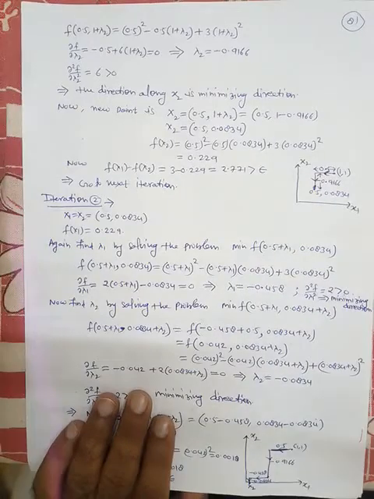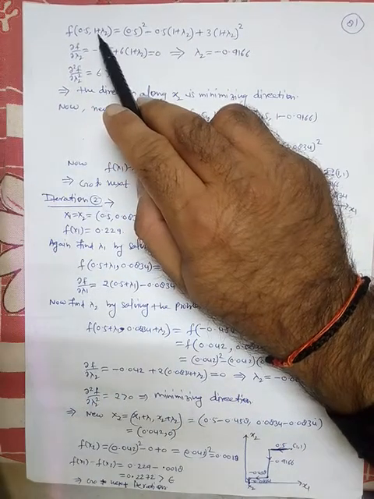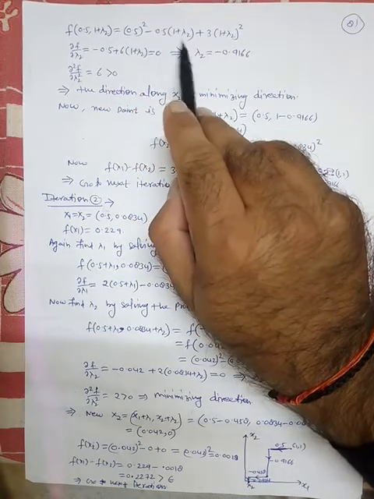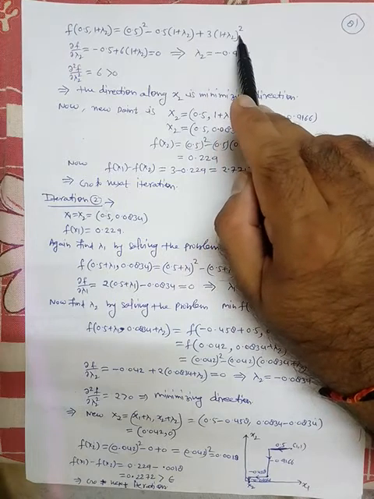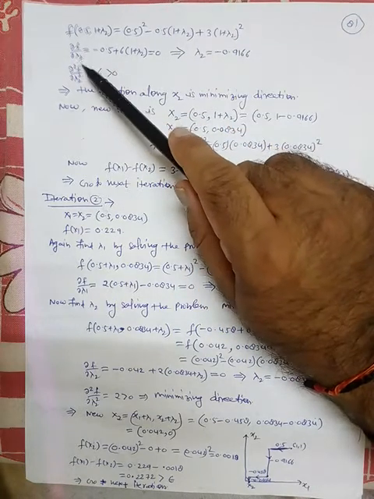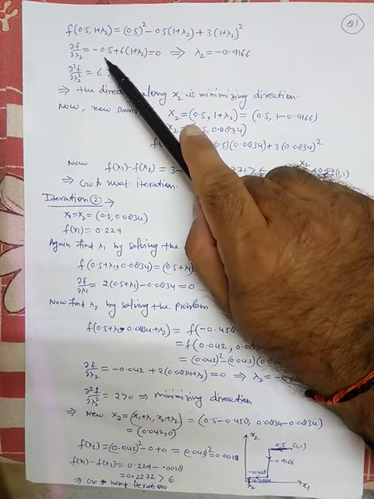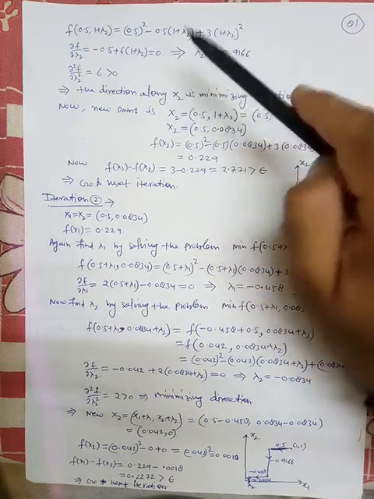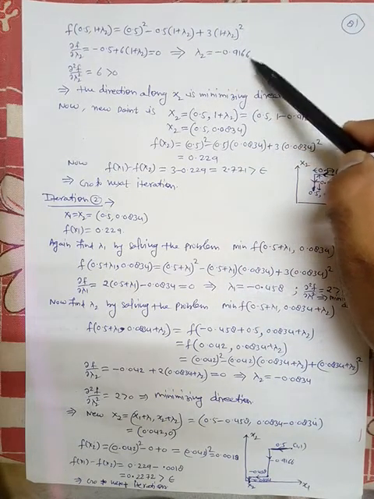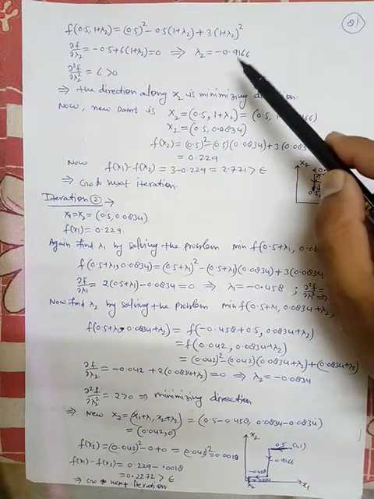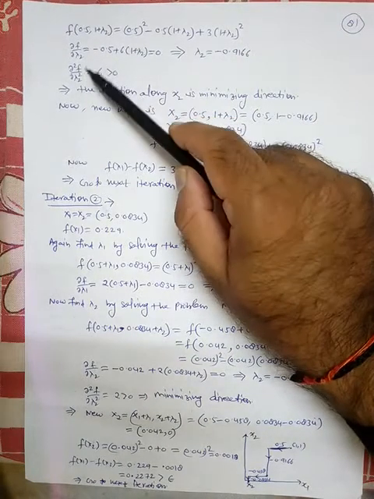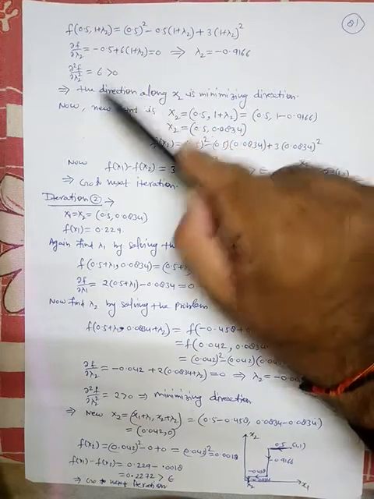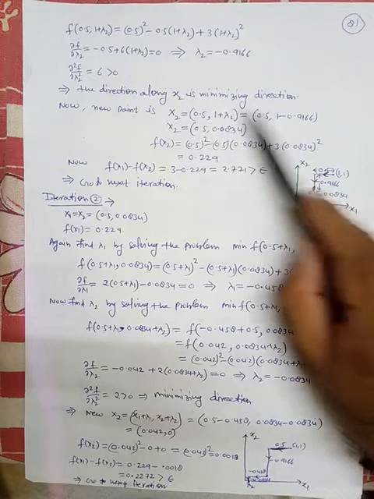Now we have f(0.5, 1 plus lambda 2), which is equal to 0.5 whole square minus 0.5 into (1 plus lambda 2) plus 3 (1 plus lambda 2) whole square. Now del f by del lambda 2 is minus 0.5 plus 6 (1 plus lambda 2). This is equal to 0 for the optimum value, so lambda 2 will be minus 0.9166 after solving. Now compute the second derivative of f with respect to lambda 2. We get 6, which is positive, so the direction along x2 is again a minimizing direction.